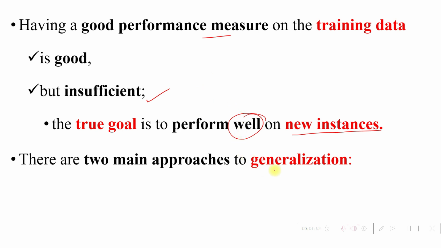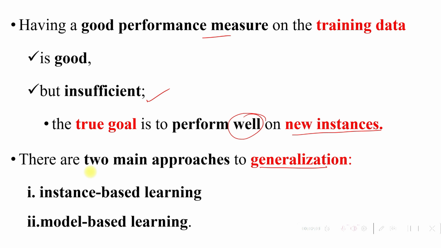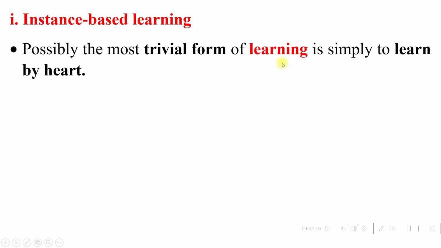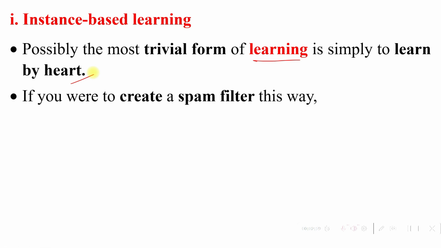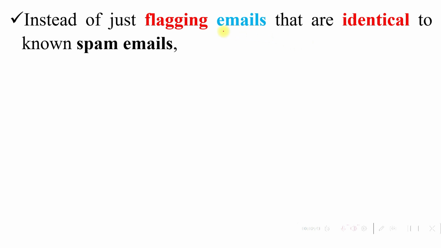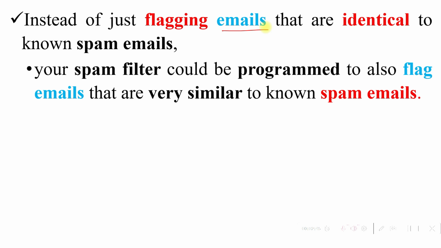So there are two main approaches to generalization. One is the instance-based learning system and the second one is the model-based learning system. Let's see what instance-based learning is. Here the most trivial form of learning is simply to learn by heart. If you were to create a spam filter, it would just flag all the emails that are identical to emails that have already been flagged by users. Not the worst solution, but certainly not the best one. Instead, your spam filter could be programmed to flag emails that are very similar to known spam emails.